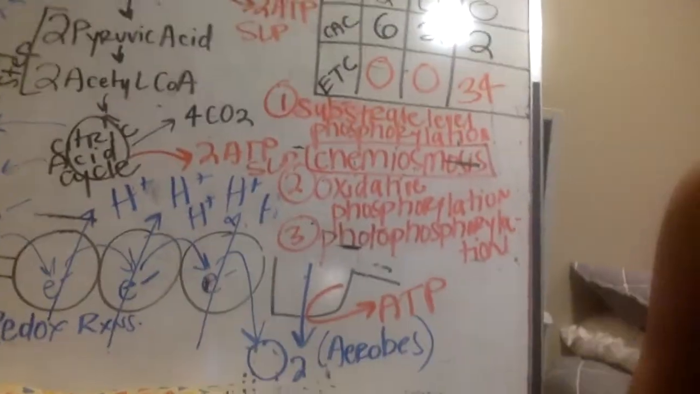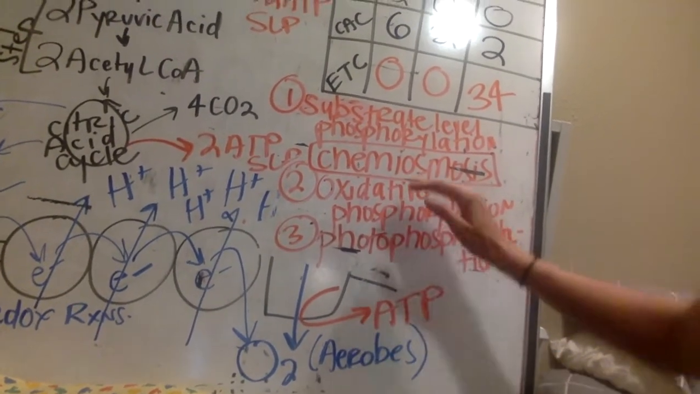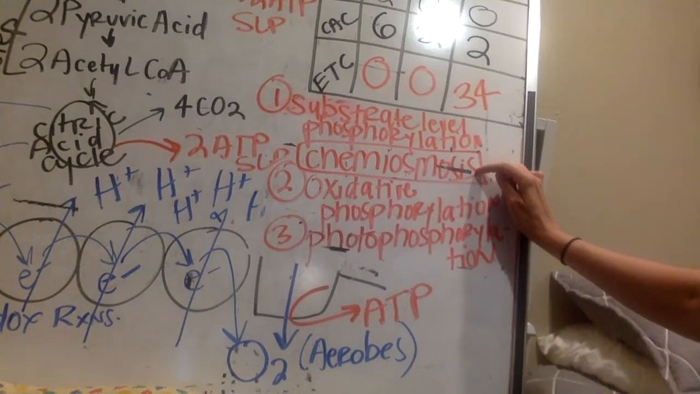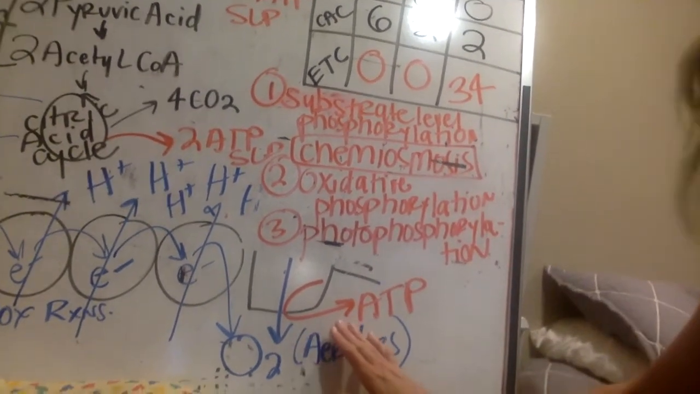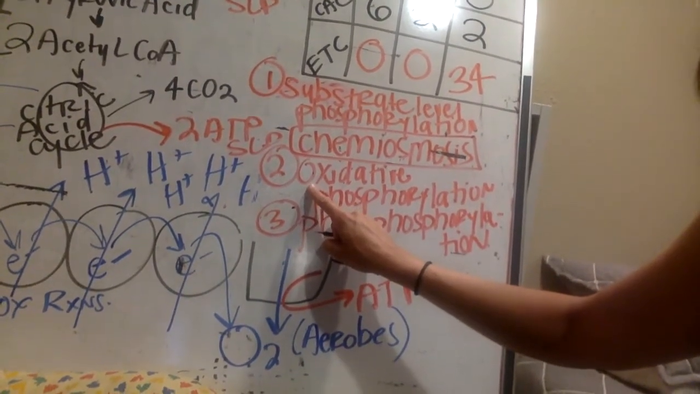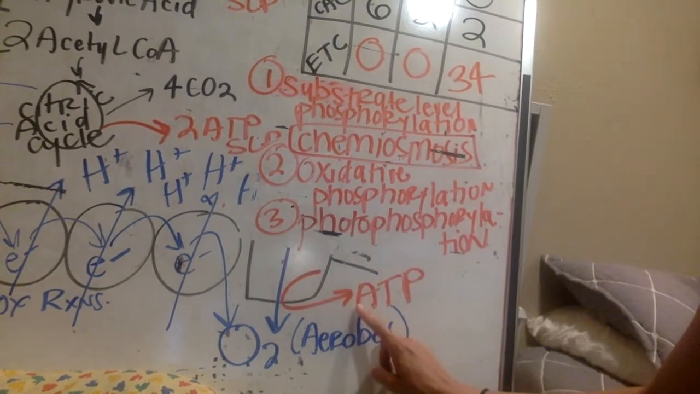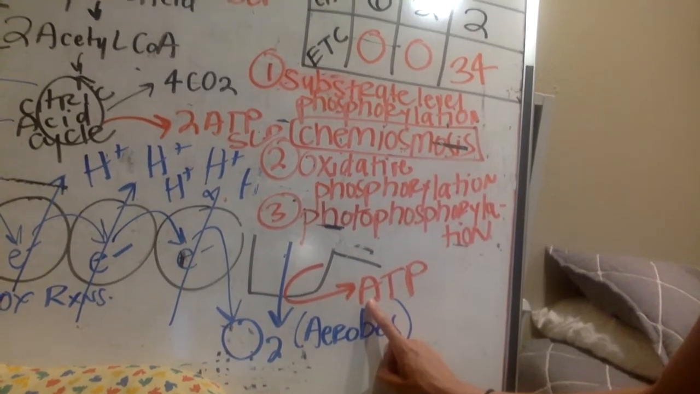Okay, so whenever there's a concentration gradient used to generate ATP, that's called chemiosmosis. If there's no light required, like in the electron transport chain, that's called oxidative phosphorylation. So this ATP was produced by oxidative phosphorylation.